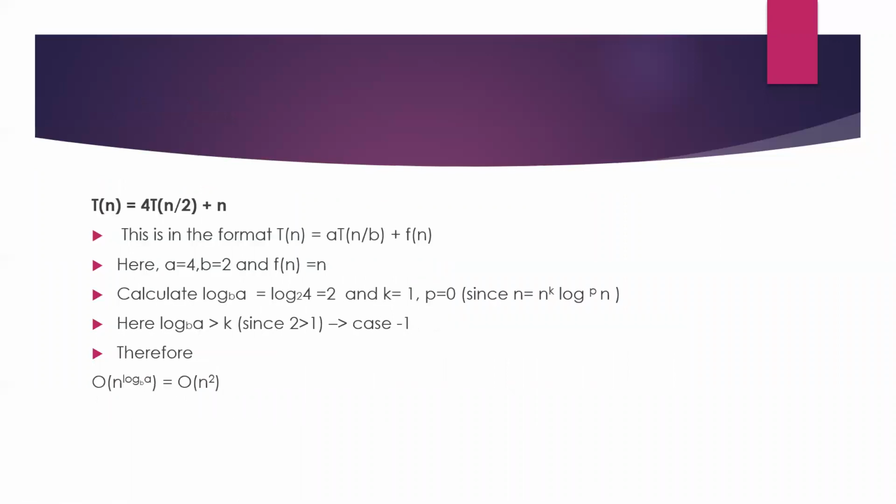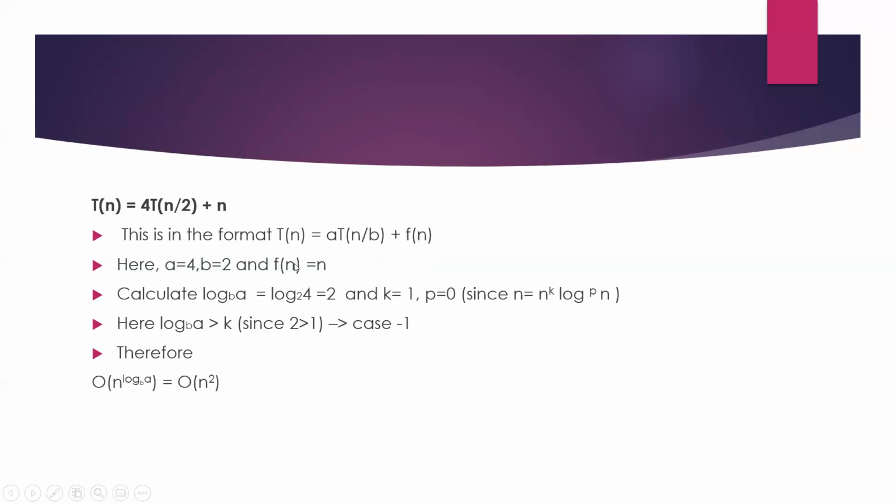Just coming to the next example, we are considering T of n is equal to 4 into T of n by 2 plus n. Here, this is also in the format of T of n is equal to a into T of n by b plus f of n. Here a is equal to 4 and b is equal to 2. And f of n, as we can see, is equal to n. So from here we are calculating log a to the base b, which is equal to log 4 to the base 2, that is equal to 2.